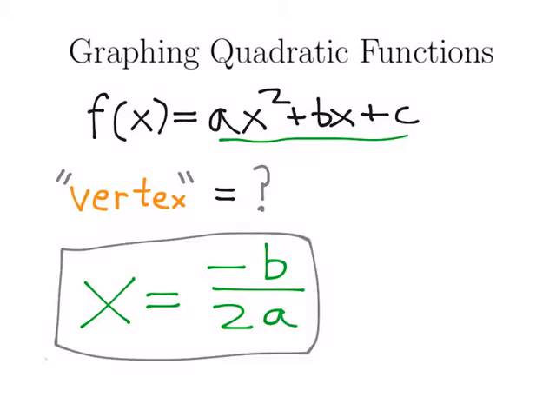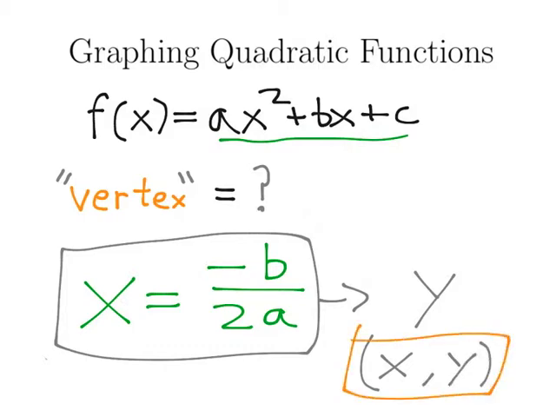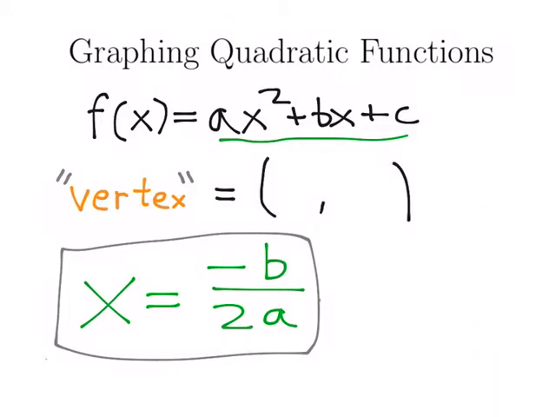This is very important. Once you found this, you can then find the y value, which gives you a coordinate. And this coordinate is your vertex. So we can write this vertex as a coordinate. In this case, we know the x-coordinate is negative b over 2a. So the y-coordinate is going to be f evaluated at negative b over 2a.